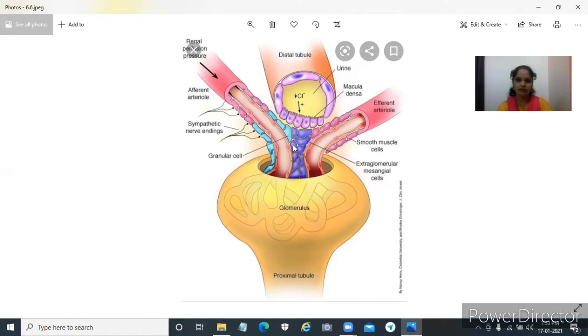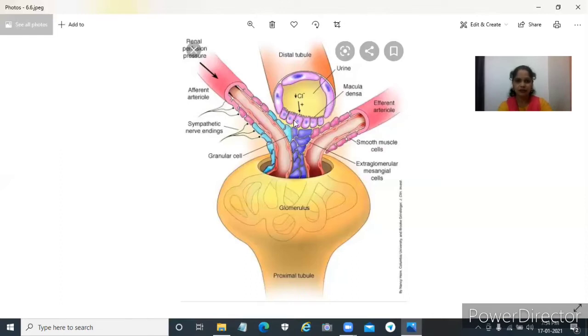Now the DCT. Look at this. The DCT which lies in contact with the afferent arteriole has compactly or densely packed cells, that's the macula densa cells. Look at this. There is no space between those cells. So these cells are compactly arranged in that region compared to the other region. So these cells are the macula densa cells.